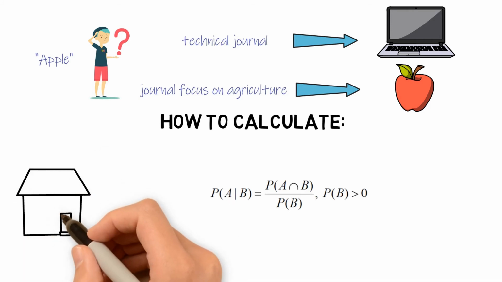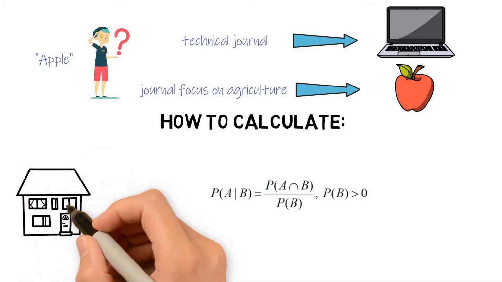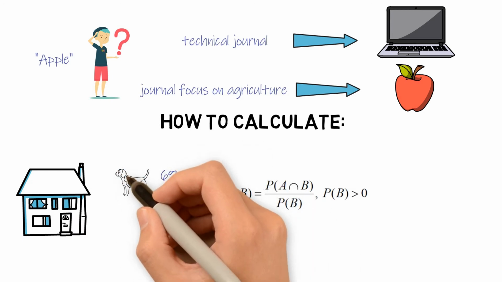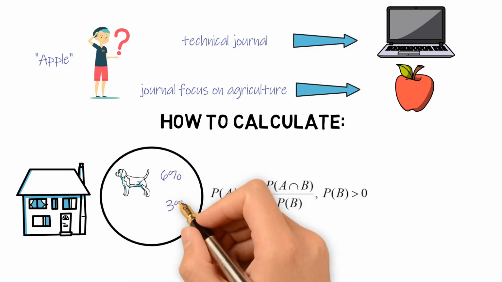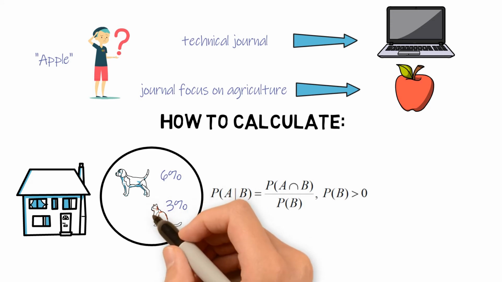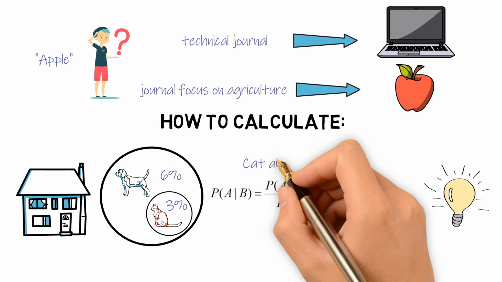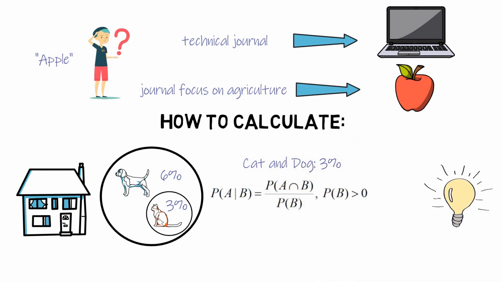Let's find out how to use it from an example. Say, in my neighborhood 6% of households have a dog, and 3% of them have both dog and cat. So, among those households who have a dog, what is the percentage that also have a cat?